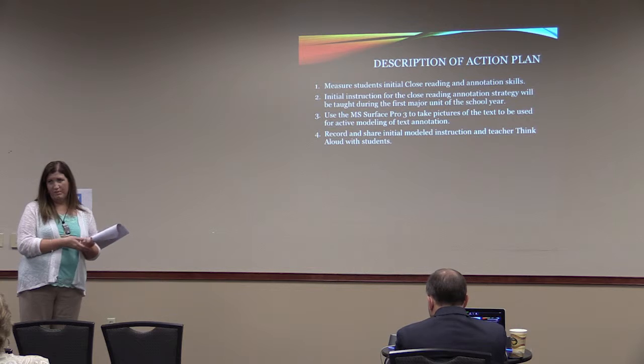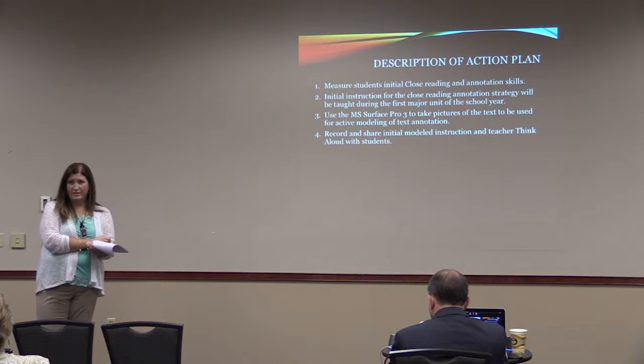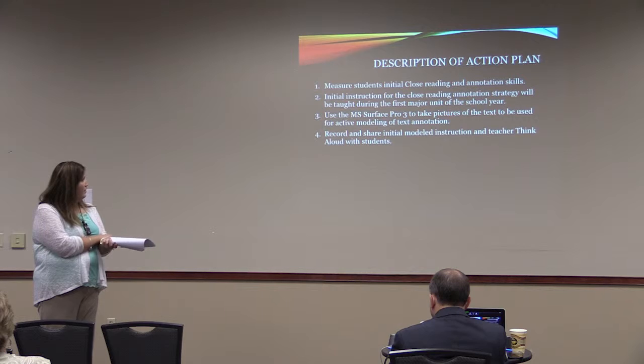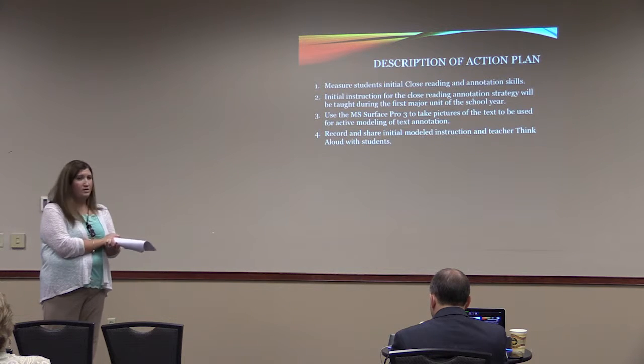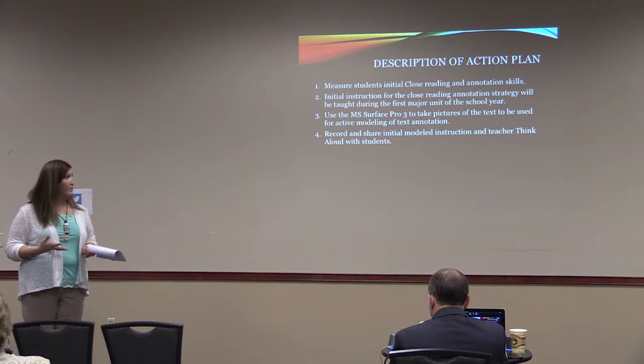A brief description of my action plan. I first measured how my students did with close reading and annotation skills. I gave them a piece of text, asked them to close read it and make annotations. I took those results, and then I used initial instruction for close reading and annotating. So I showed them what I wanted them to do, how to do it, and I modeled that process.